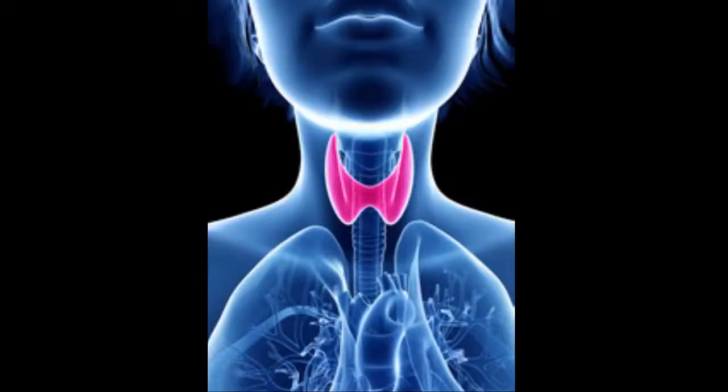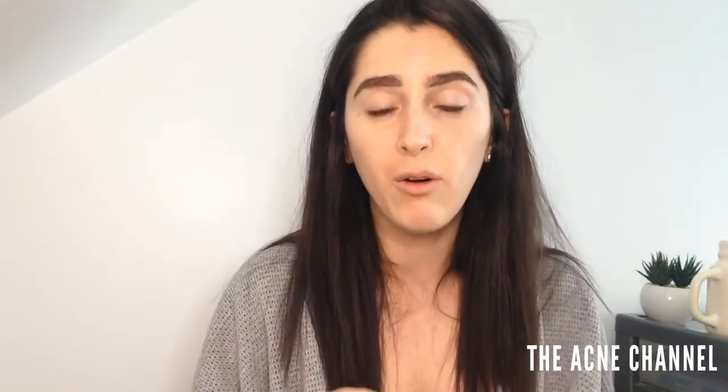It looks a little bit like a butterfly, and it's responsible for secreting hormones that affect things like our growth and development. And these thyroid hormones can actually affect things like our health, our energy levels, our mood, our weight, and even things like our skin.